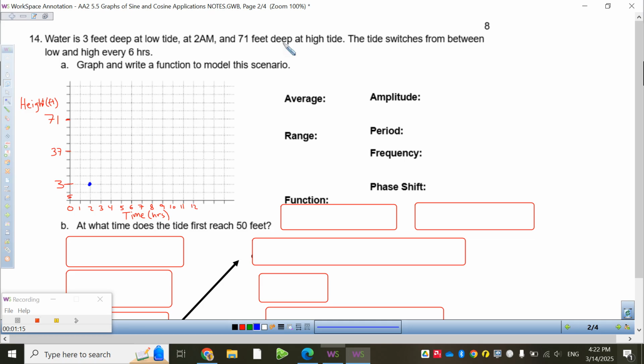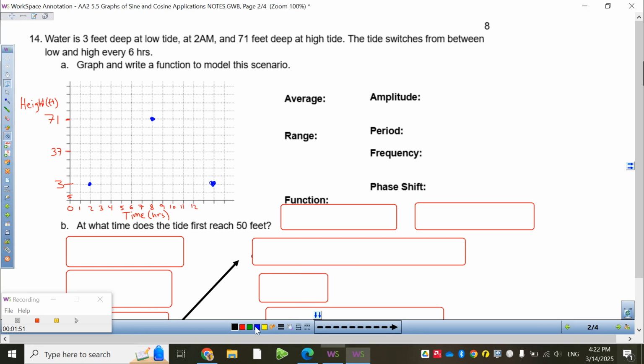And I know that the high tide is 71 feet, and that switches every 6 hours. So from 2 to 8 is when our tide switches, so that would be our high tide. And then in another 6 hours, that would put us at 14, which is off of our scale here. That would be low tide again. And I'm still going to graph this point because it will help us with our phase shift when we get to that point.